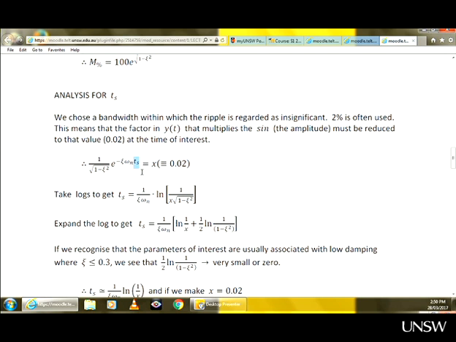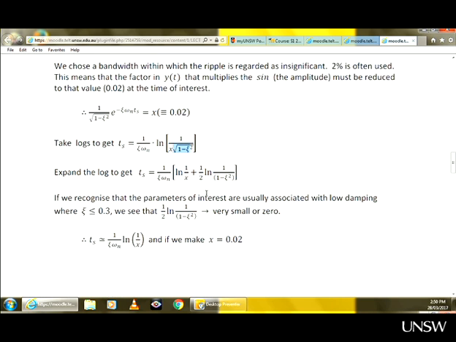So if we want to resolve this for Ts, we need to find the logarithm of the left-hand side and logarithm of the right-hand side. We are talking about natural logarithms, obviously, because of the exponential. So we get that Ts will be equal to 1 over xi omega n times logarithm of 1 over x times square root of 1 minus xi squared. We can expand this logarithm. So Ts becomes 1 over xi omega n, brackets, logarithm 1 over x plus 1/2 logarithm 1 over 1 minus xi squared.